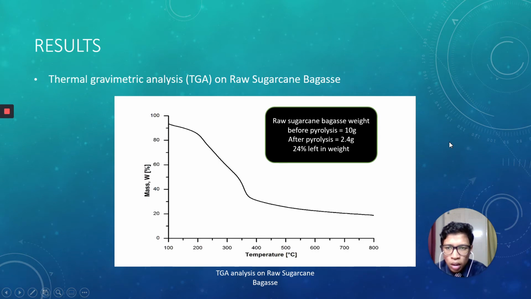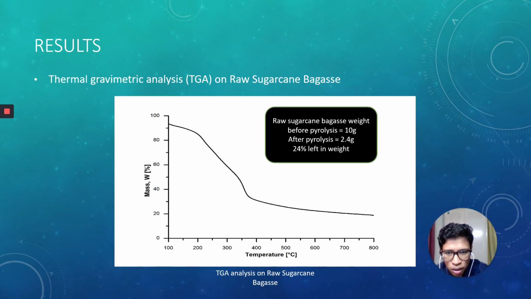First, I will talk about the thermal gravimetric analysis on raw sugarcane bagasse. So you can see this is the TGA of raw sugarcane bagasse. During my FYP1 last semester, I tried to pyrolyze about 10 grams of raw sugarcane bagasse, and after the pyrolysis I found out there is only 2.4 grams left, which means that 24% of the raw sugarcane bagasse is produced and left.